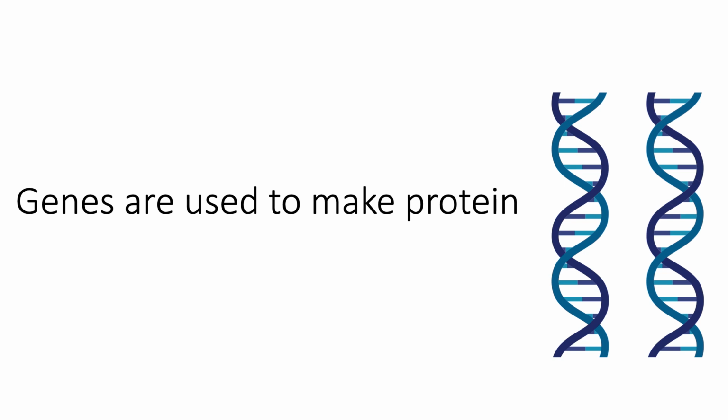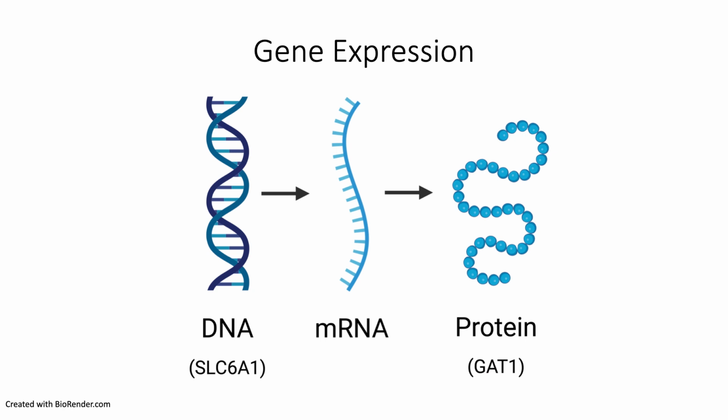So before we get into what ASOs are, we need a little bit of background information just so that everyone's up at the same level of understanding. So as you may know, genes are used to make protein. And that is done through a process called gene expression. With gene expression, you go from DNA to an intermediate molecule called mRNA, which is basically a copy of the same information, which those instructions are used to make the protein.